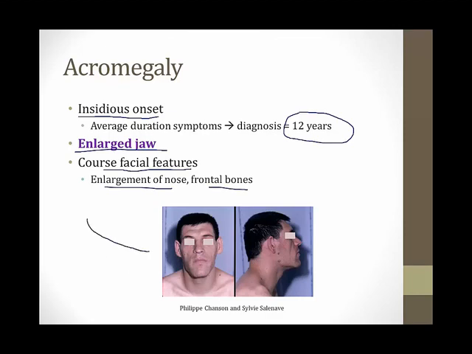Shown on the screen here is a classic picture of a man who has acromegaly. You can see that he has this square jaw and this very bony face that is somewhat large, and that is typical of people who develop acromegaly.